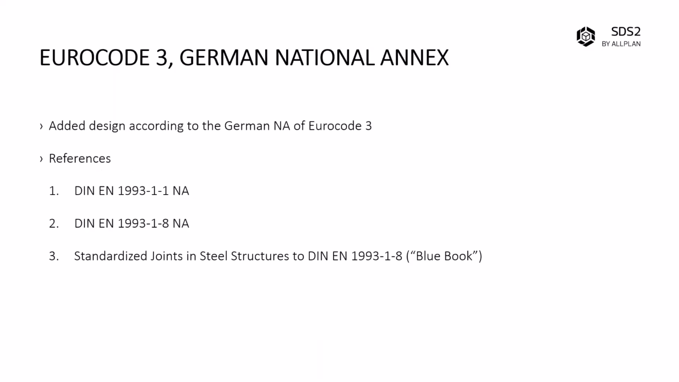First, we had a design according to the German National Annex of Eurocode 3. We used three references: parts 1-1 and 1-8 of the National Annex of Eurocode 3, and the standardized joints in steel structures, also known as the Blue Book.